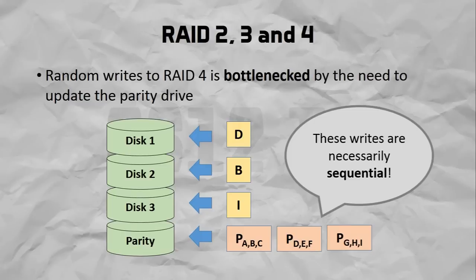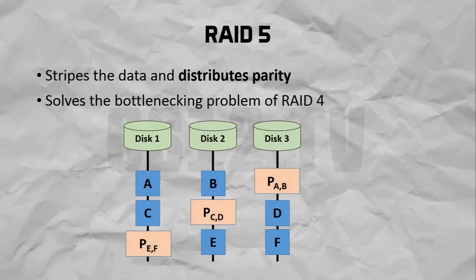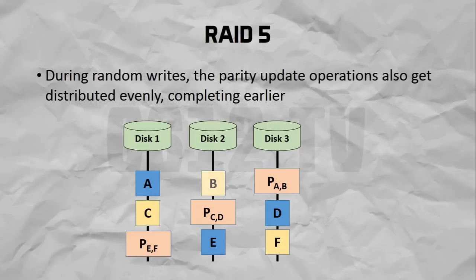This problem is solved by RAID 5. Instead of having a dedicated parity disk, it actually distributes the parity among all the different disks. So if we try to make the same random writes as earlier on, notice how the act of updating the parity bits is also a distributed operation now.